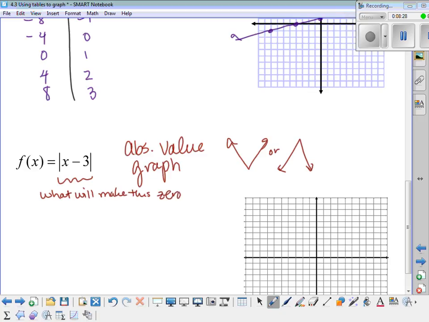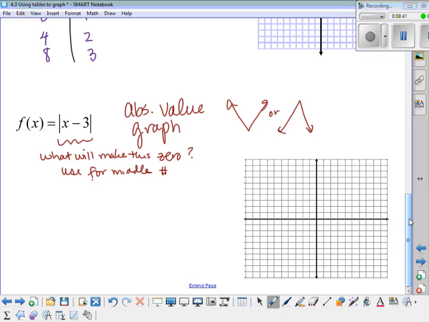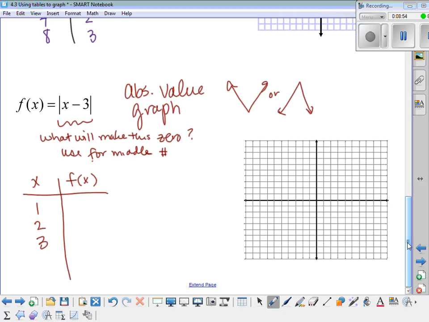Yes, a positive 3. Okay, so I'm going to use that for my middle number in my chart. So I want 3 to be in the middle. The numbers right before 3 are 1 and 2. The numbers right after 3 are 4 and 5. And so those are the values that I'm going to want to use.